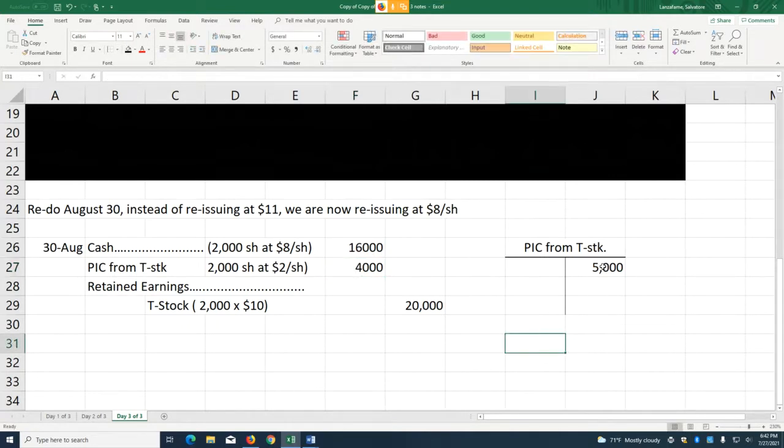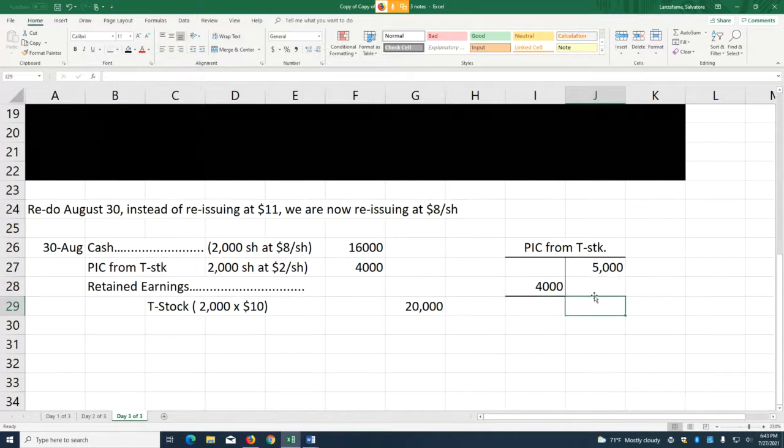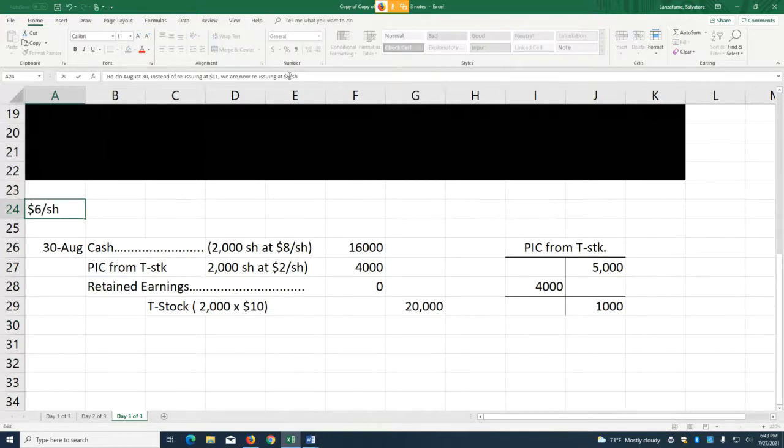So as it turns out, I didn't need this retained earnings. So if I put this in the debit here, my balance in my PIC account is still a normal credit. Okay, so in theory, I didn't actually need that retained earnings. If I had picked, let's say, a really low number, like instead of 8, what if I had picked 6? So if I go back and redo this question and say, we didn't sell it for 8, we sold it for $6.